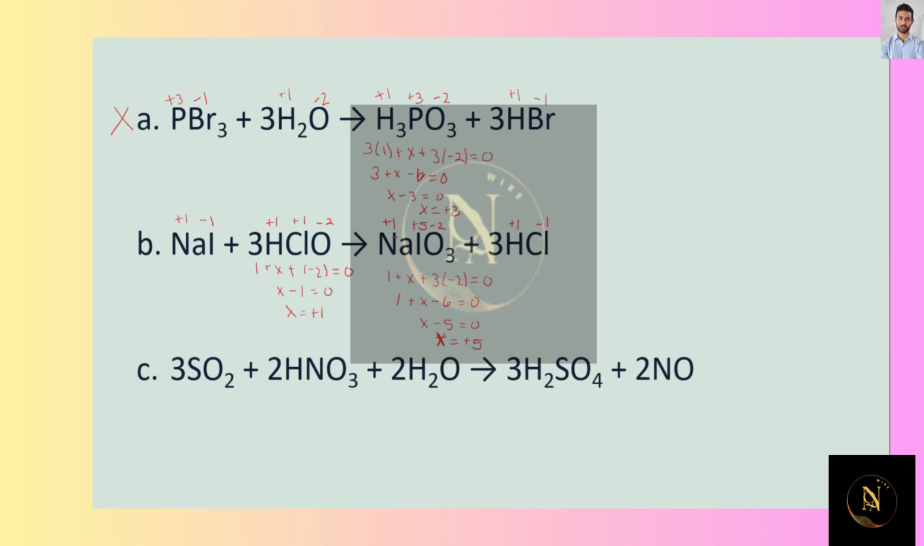Well, sodium is not, right? It's +1 on both sides. However, iodine is. It's going from -1 to +5. It's losing electrons. It's being oxidized. Hydrogen stays the same. Oxygen stays the same, but chlorine is also changing. It's going from +1 to -1. It's gaining electrons. It is being reduced. Therefore, this is a redox reaction.